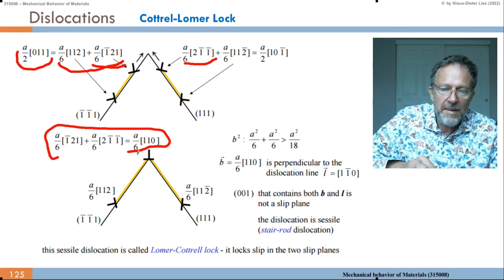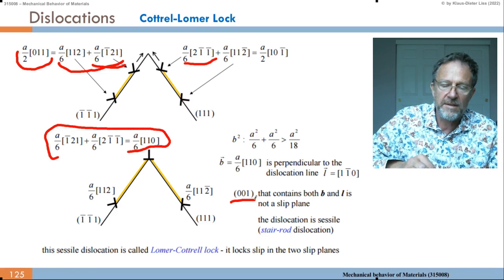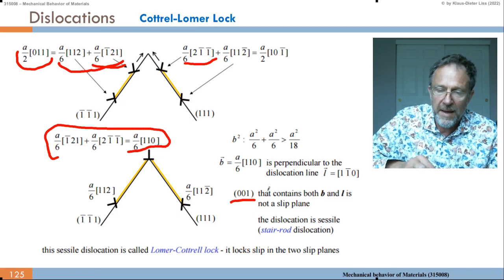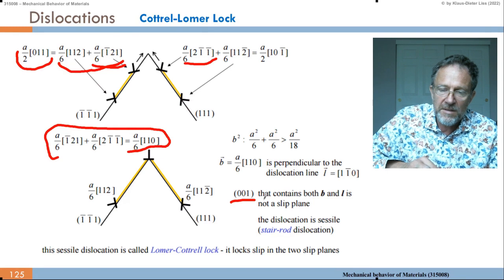But now the habit plane is a (0,0,1) plane. It's not the (1,1,1) plane. So the (0,0,1) plane is the plane that contains both b and the dislocation line, and this is not a slip plane. And therefore, the dislocation is sessile. We call this also a stair-rod dislocation.